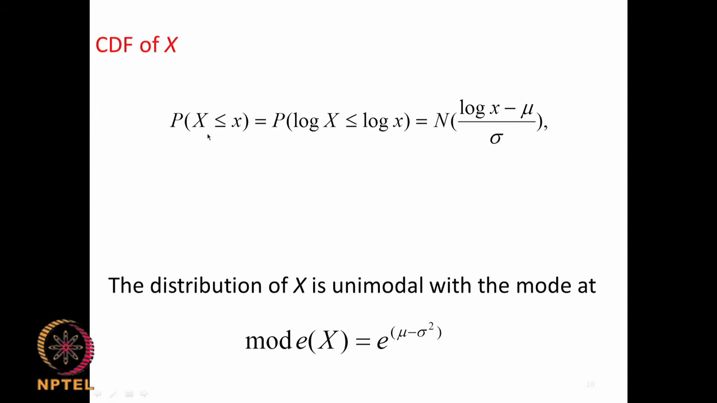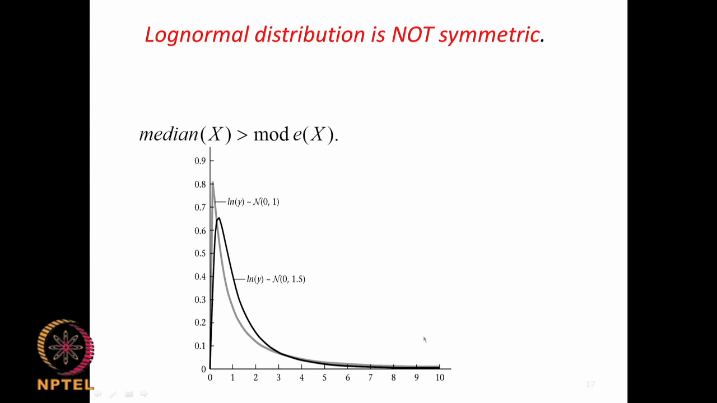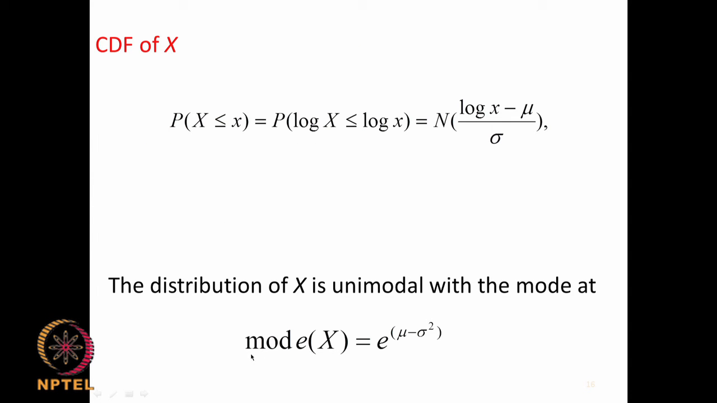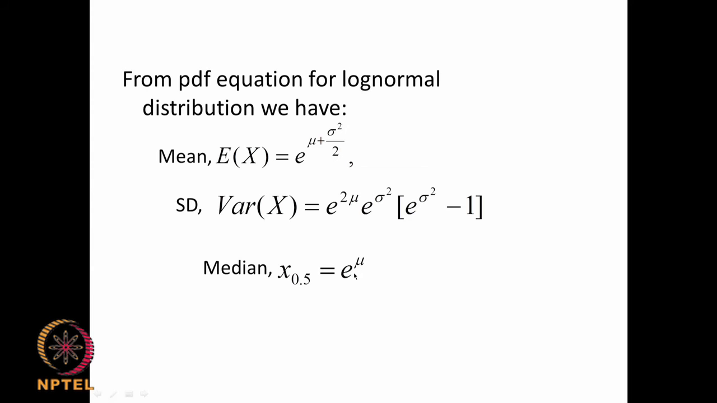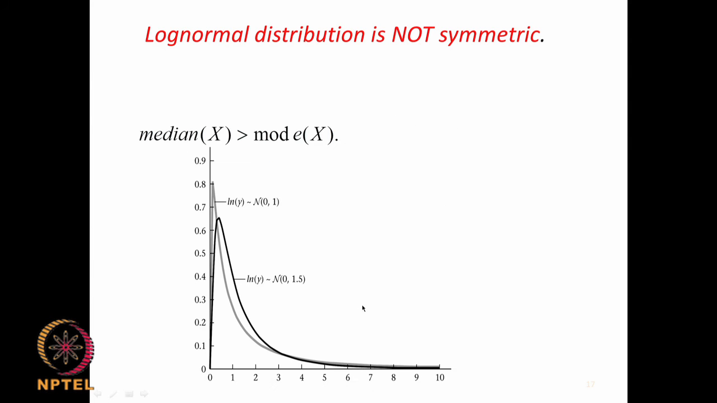The cumulative distribution function is given like this, ln of (x minus mu) by sigma. Now this distribution is unimodal and the mode is given by e^(mu minus sigma squared). But it is not symmetric, as you can see here. The mode is e^(mu minus sigma squared) and the median is e^mu. So obviously the median is greater than the mode.